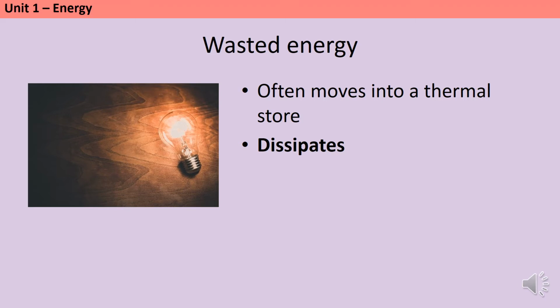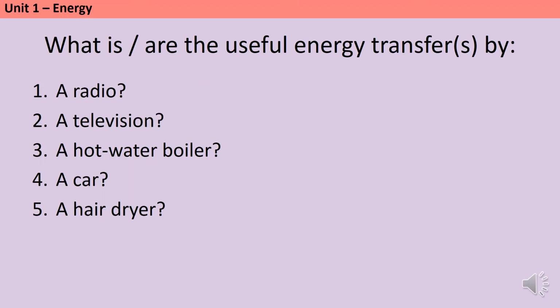A thermal store could be a useful thing if the thermal energy were all in one place, but when we're just talking about heating 1 million molecules of air so that the temperature of each one is raised by a fraction of a degree, that's not useful and we can't do anything with that energy. It has dissipated. To check this made sense, pause the video and identify the useful energy transfers by each of these 5 items. Remember, you only have 4 options to choose from, although there could be more than one useful energy transfer.